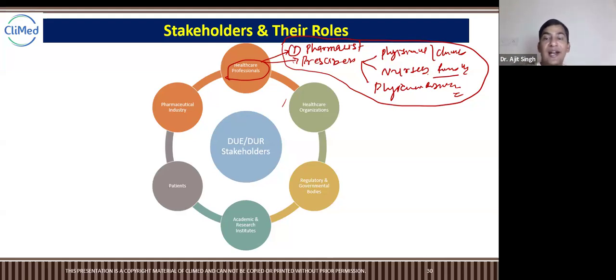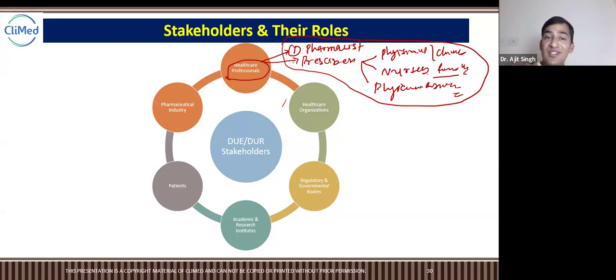So the pharmacist, and then the physician assistant, the physicians, clinicians, or the nurses. This is about healthcare professionals. Now, what are the roles? The pharmacist has a very important role. Pharmacists conduct the DUR studies, and in DUR studies they monitor drug interactions, check for contraindications in the medications, check adherence to therapeutic guidelines, identify potential medication-related issues, and furthermore, they educate the patient about proper medication use and adherence strategies.